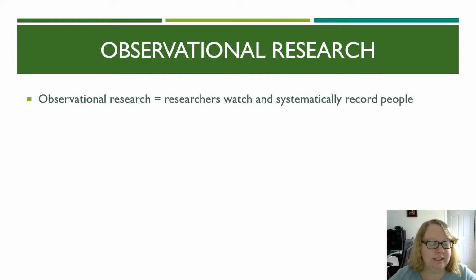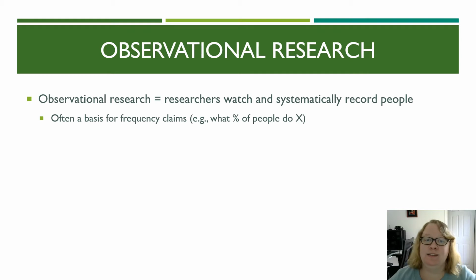Now, quick note about this, if you think about psychology, we're typically talking about studying people's thoughts, feelings, and behaviors. With observational research, we can only access the behaviors piece of that, right? We can't observe people's thoughts, we can't observe people's feelings. That requires things like self-report and maybe physiological methods. But with observational research, we're really just watching people's behavior. What are they doing? What can we see them doing?